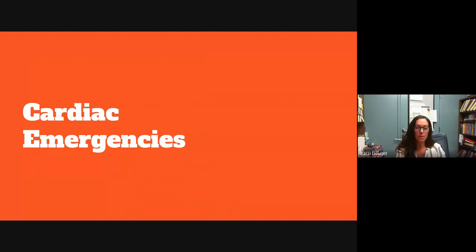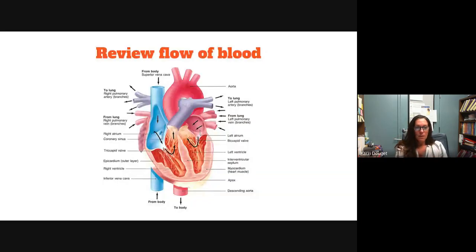Moving on with cardiac emergencies. Okay. So again, you need to be able to trace a drop of blood through the heart. Okay. You really need to look at these structures. This picture is in your book. I don't know what page it's on, but this is in your book.